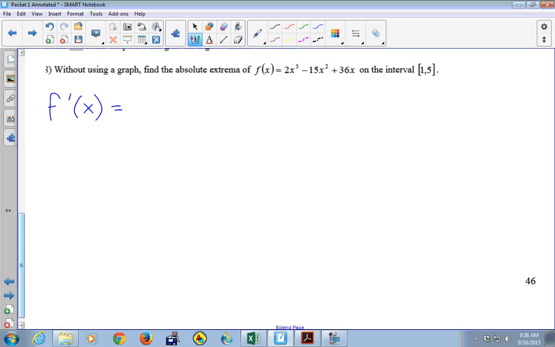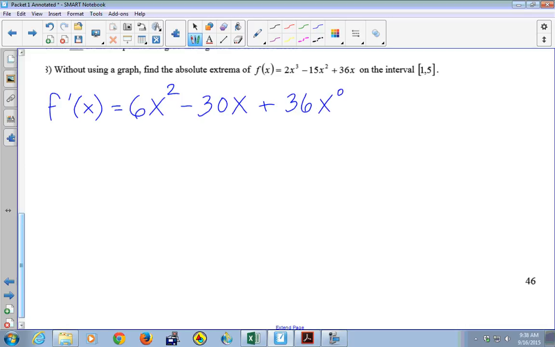All right, so I'm going to apply my power rule. I bring the 3 down, multiply by 2, and I get 6. Copy the x, reduce the power by 1. 6x squared. Next term, I bring the 2 down and multiply by the 15, and I get negative 30. Copy the x, reduce the power by 1, so I have x to the first. And then for the 36x, I take the 1 on the x, bring it down, multiply by 36, copy the x, and reduce the power by 1.